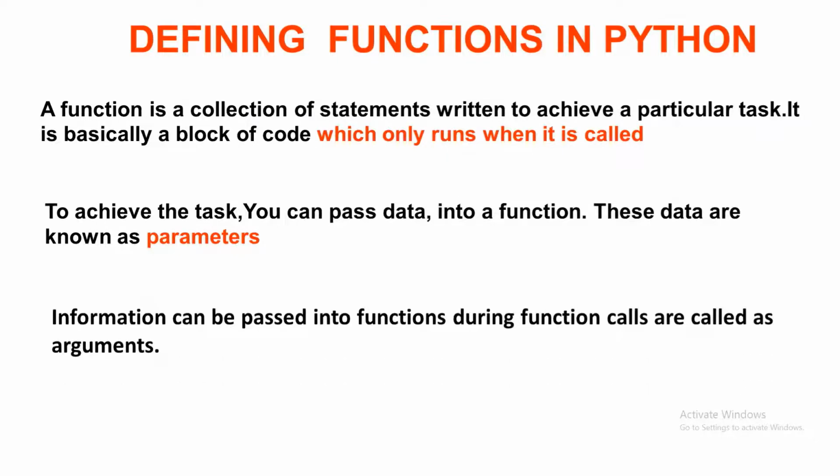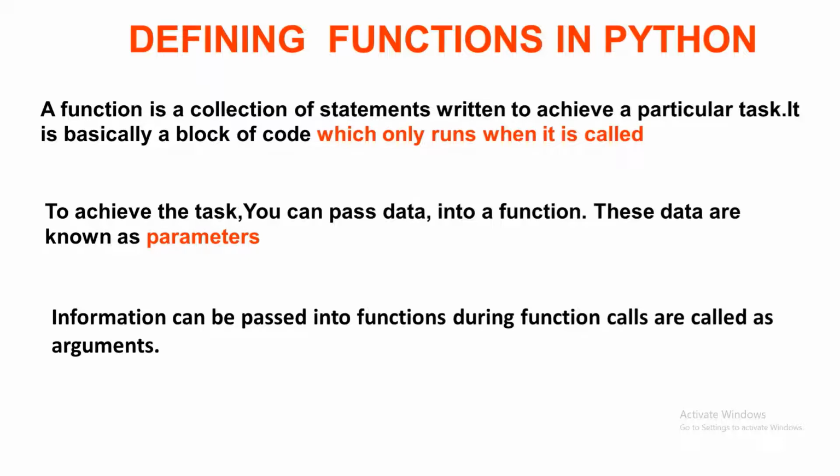Information which is passed into functions during function calls is called arguments. That is, when you call the function, the data which you pass to the function are called arguments, and the data which is given to the function during the function definition are known as function parameters. Arguments are specified after the function name inside parentheses. You can add as many arguments as you want, you just have to separate them with a comma.